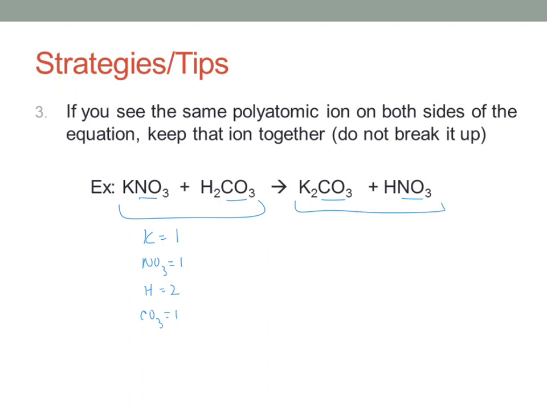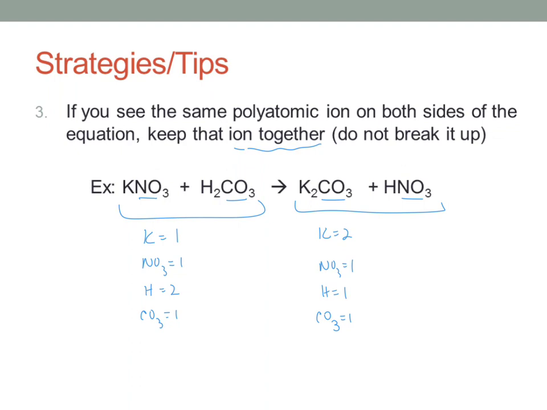And then I'm going to look to the right and do the same thing. So potassiums, I see 2. Carbonate, I see 1. Hydrogens, I only see 1. And nitrates, I only see 1. So that's what I mean by keeping that ion together. I didn't break it up. I left the carbonates, sorry, that should be CO3 over here. The carbonates are still together, the nitrates are still together. And then it's going to make my balancing so much more simple and straightforward because I'm dealing with chunks of compounds that stay the same.